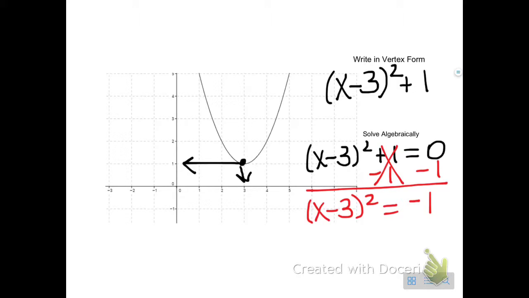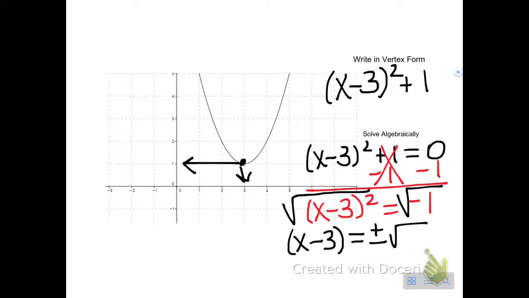Now what I've got to do is get rid of my square. To undo squaring something, the opposite operation is square root. So I'm going to take the square root of both sides. That's going to give me x minus 3, without the square, equals positive or negative square root of negative 1. Now if you put that into your calculator, it's going to tell you it's an error. The reason it's an error is because you can never take the square root of a negative number. There's not a real square root of negative 1.